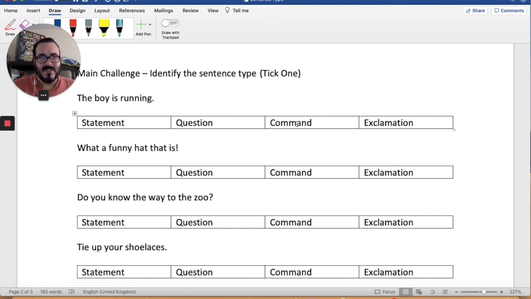Is it command? Is it telling us what to do? The boy is running? Well, no, otherwise it would just say, do running. That's a command. So it must be telling us something. That makes it a statement. What a funny hat that is. Oh, hang on, what a, that is, I know that's an exclamation. It's got an exclamation mark.